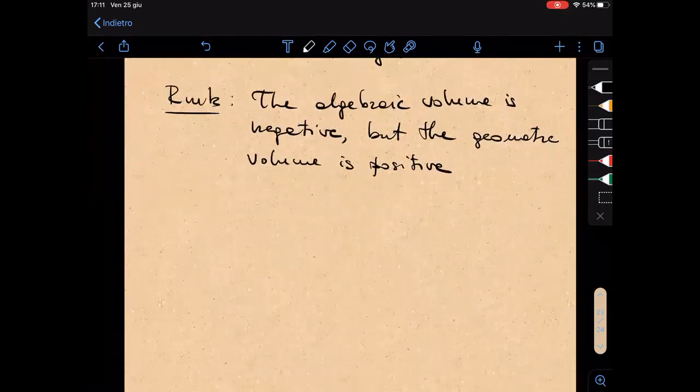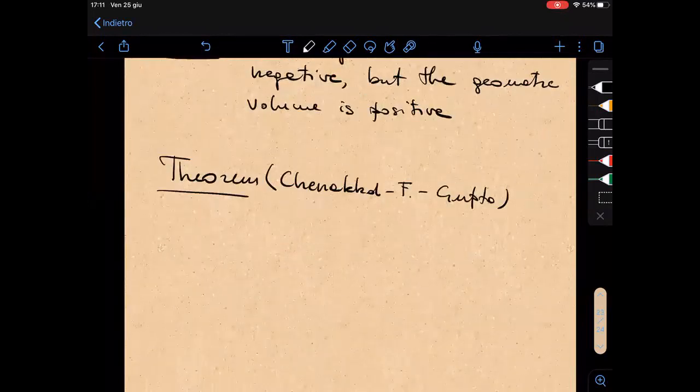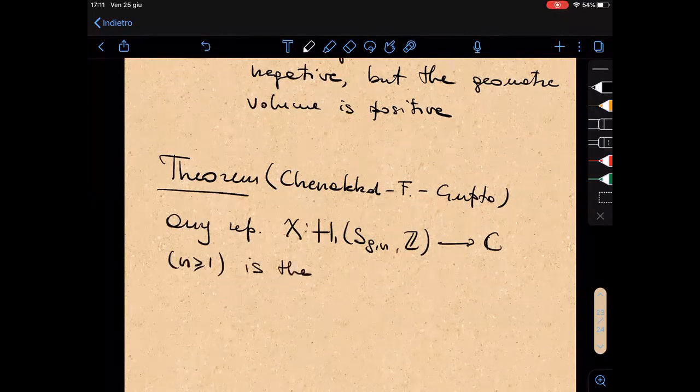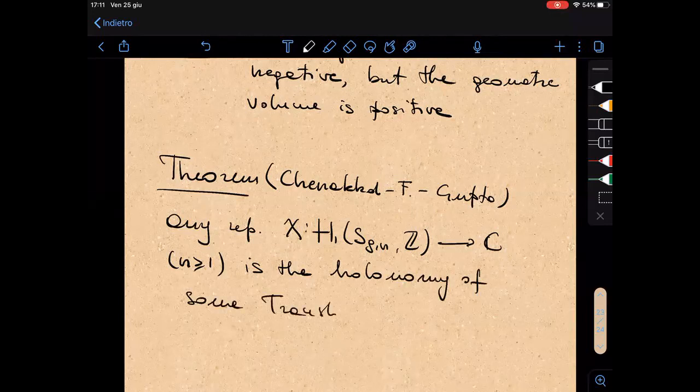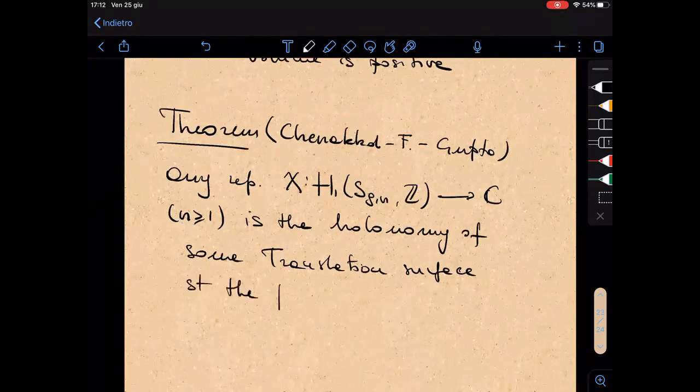And indeed, there is this quite recent theorem by Shabarish Chenakkod, myself, and Shubhojoy Gupta, that any representation chi from pi_1 of S_{g,n} into C, with n at least 1, otherwise we get a contradiction, is the holonomy of some translation surface (X, omega) such that the punctures are poles for omega.